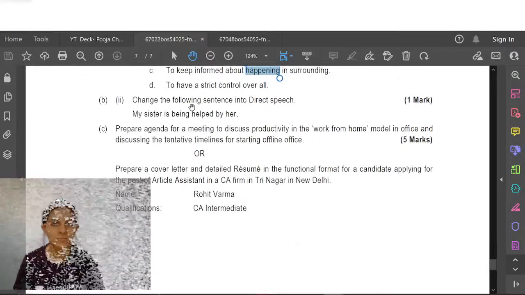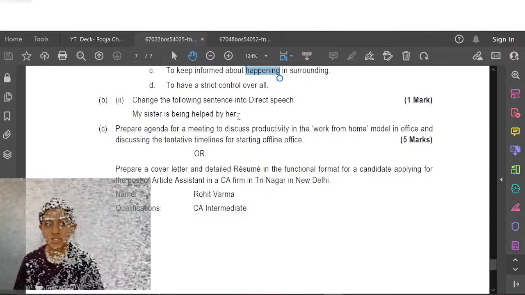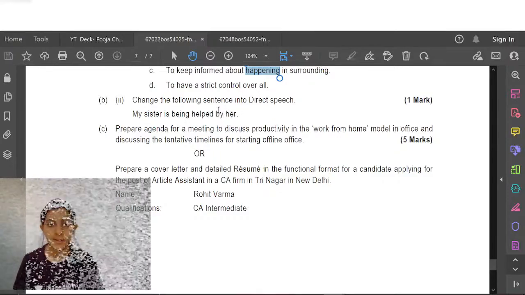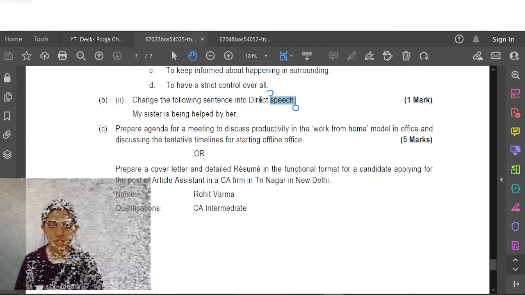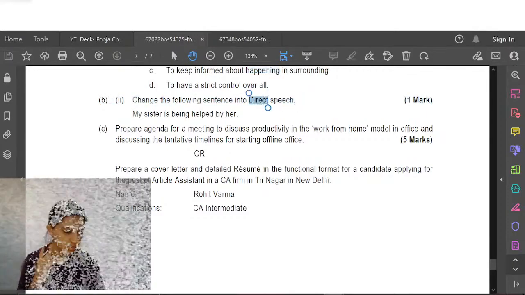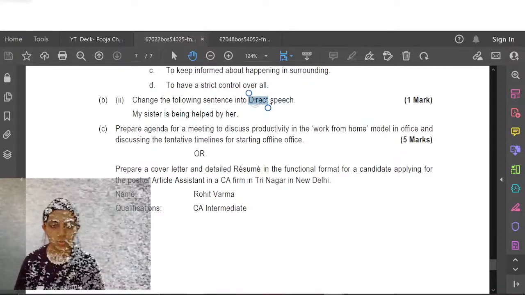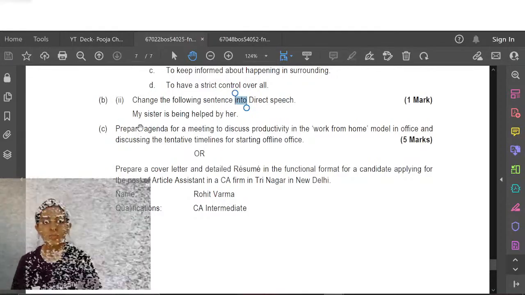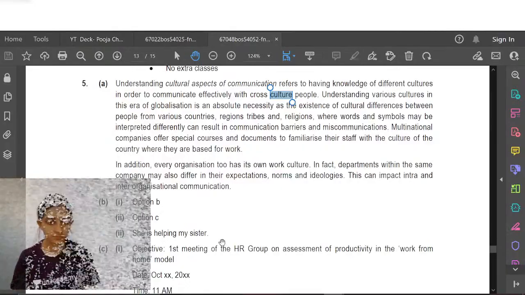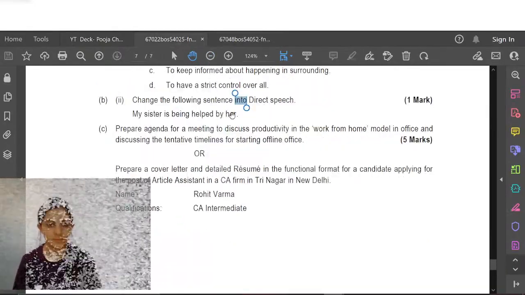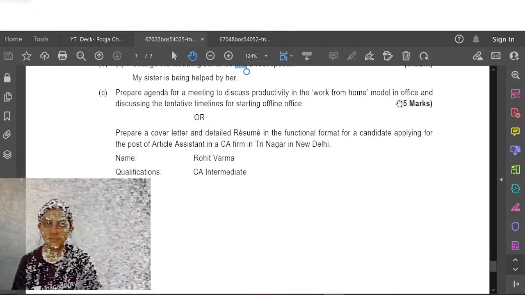Next. Change the following sentence into direct speech. My sister is being helped by her. I think this is a mistake. You have to change it into passive voice. The question should be passive voice. So my sister is being helped by her. She is helping my sister. Active passive. Take it.